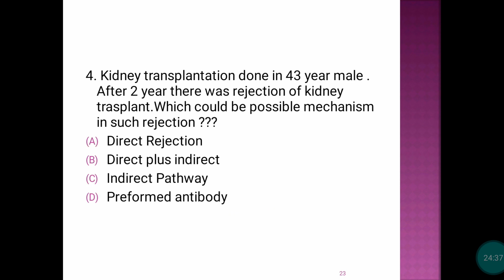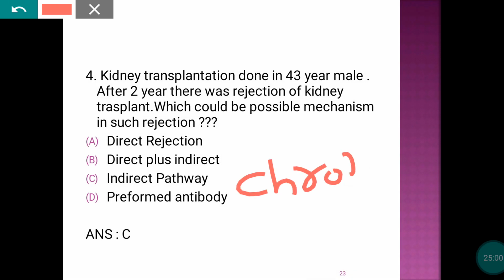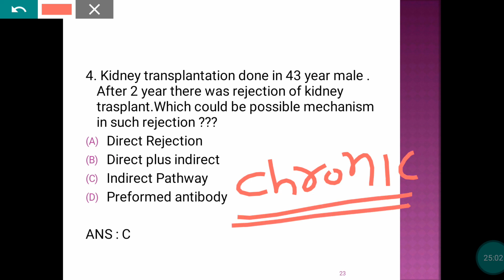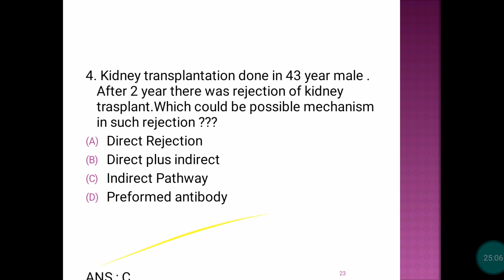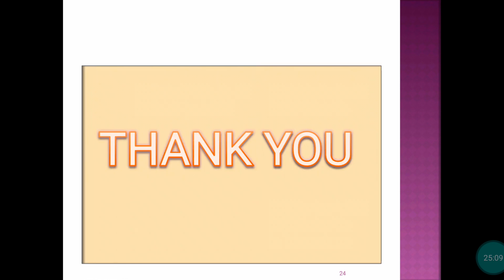Kidney transplantation done in a 43-year-old male. After 2 years there was rejection of the kidney transplant. So which could be the possible mechanism in such rejection? So obviously your answer will be indirect pathway, because after 2 years there can be chronic rejection, right? And the chronic rejection is mediated by the indirect pathway. Okay, so this is all about the MCQs.